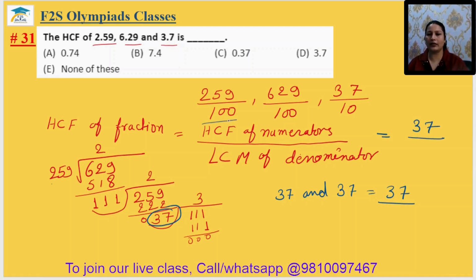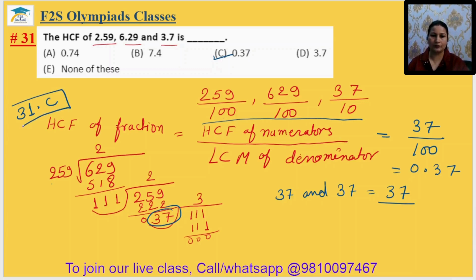The LCM of the denominators will be 100, because 100 is a multiple of 10. So the HCF of these terms will be 0.37. It is in option C. The 31st answer is option C. Okay?